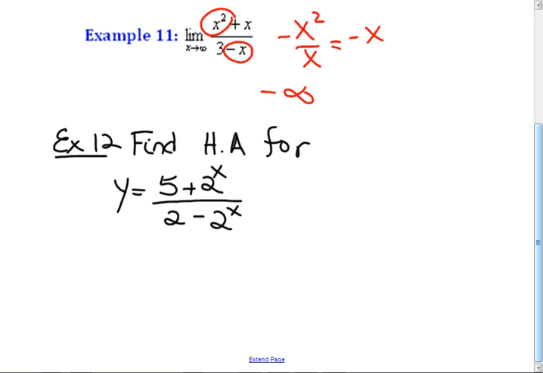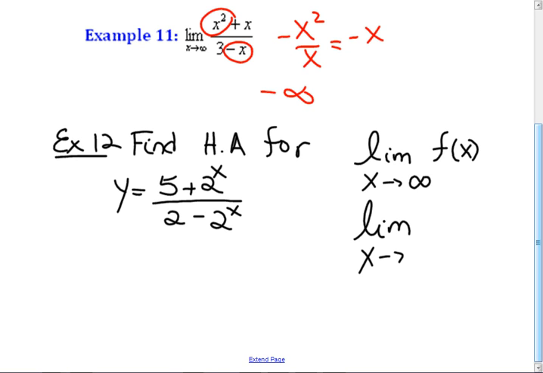This was horizontal asymptotes. How do you find horizontal asymptotes? They're the limit as x approaches what? No, horizontal. Infinity, it's the end behavior. But what do you also check? Negative infinity. So you're going to have to do 2 limits. Give you a chance to try that.